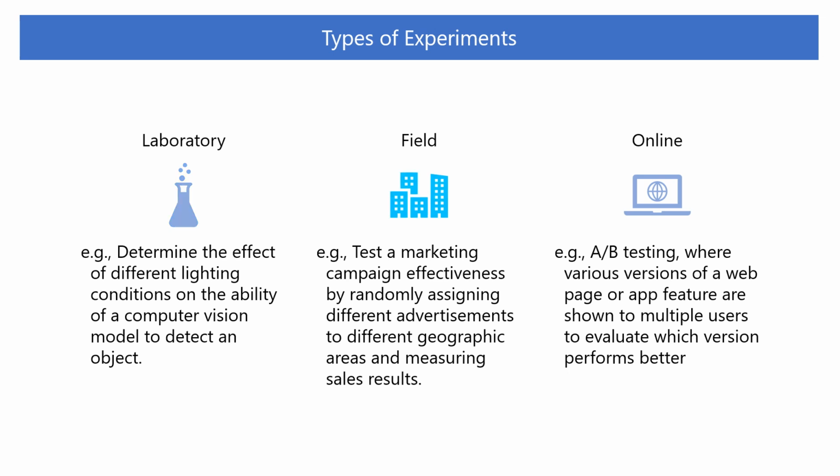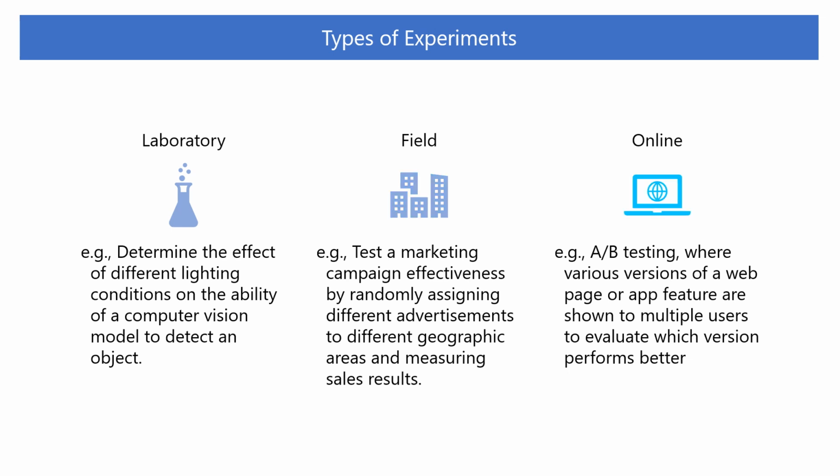Field experiments are conducted in a natural or real-world setting rather than in a controlled laboratory. Field experiments enable researchers to study phenomena in a more natural setting, manipulating one or more independent variables. For example, a company may conduct a field experiment to test the effectiveness of a new marketing campaign by randomly assigning different advertisements to different geographic areas and measuring sales results.